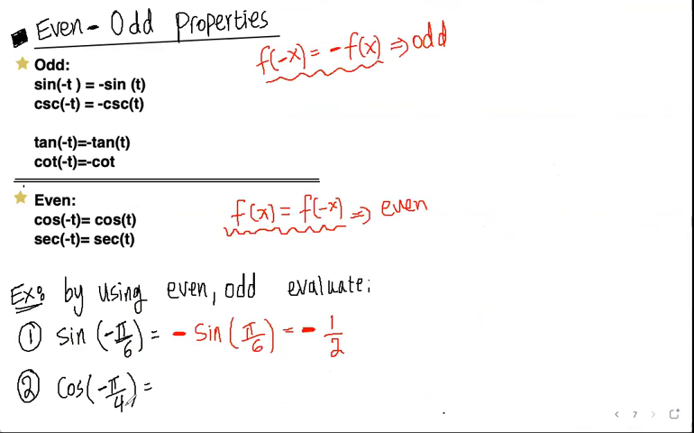Cosine of minus pi over 4. Is cosine even or odd? This is for you. It is even. So the cosine of the minus is the same as the cosine without the minus. So this equals cosine of pi over 4 without the minus. What is the cosine of pi over 4? Square root of 2 over 2, or 1 over square root of 2.